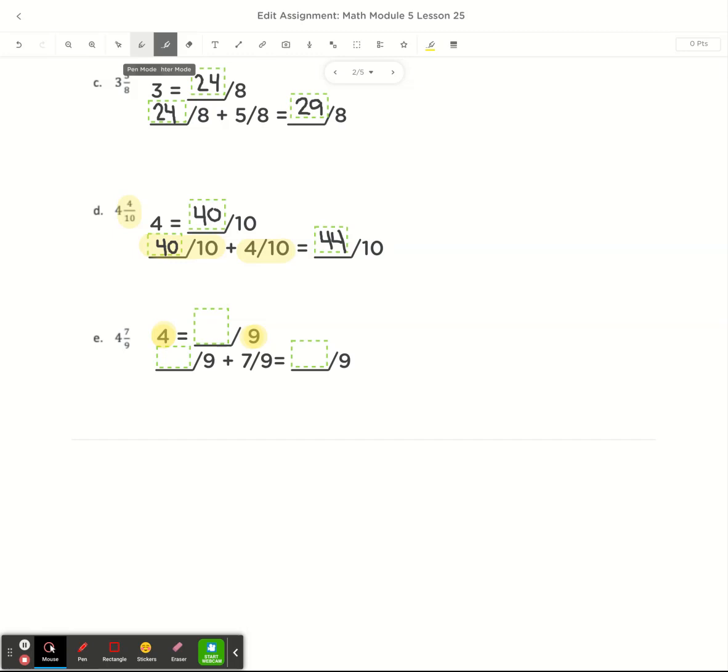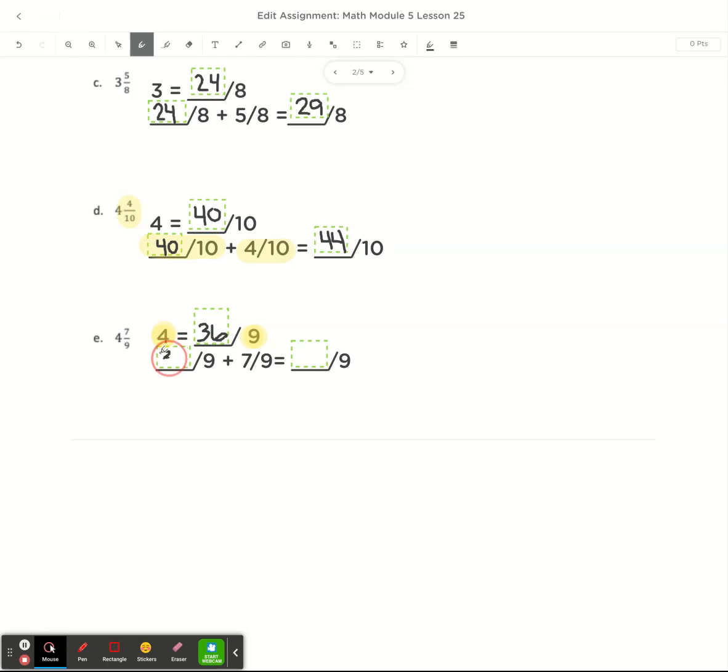Probably should have skip counted by 9s instead to save myself some time, but either way, if you skip count by 4s or skip count by 9s, you should end up at 36. So now 4 wholes turns into 36 ninths.